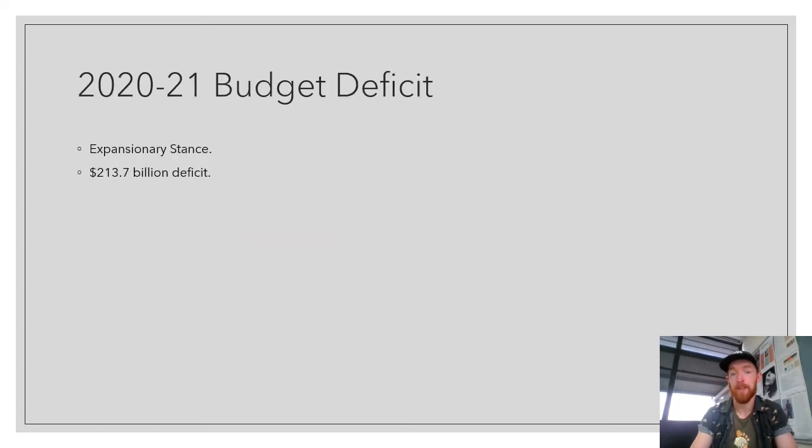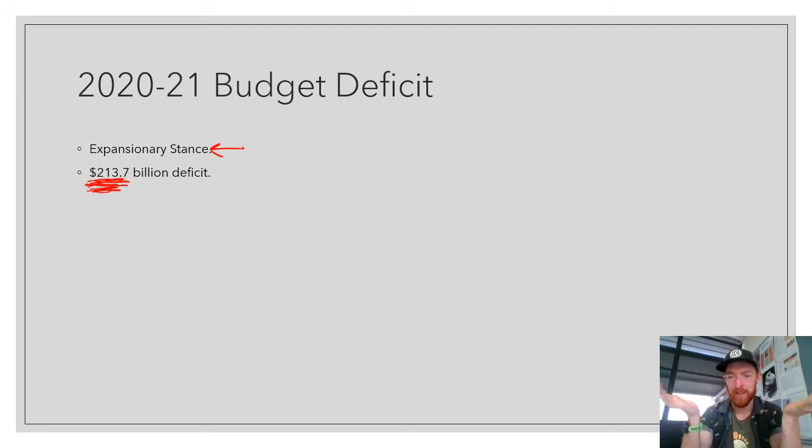2020-21 budget deficit. So, expansionary stance. I say this just because there's a lot of questions where it says explain or outline the stance taken by the federal government in their budgetary policy. Expansionary stance, very important to say. That's probably where some of your marks are going to come from. But it is a $213.7 billion deficit.